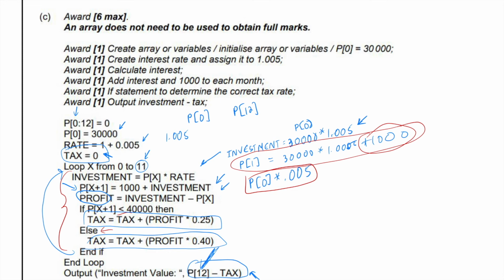I'm not gonna lie, it was not that clear. Exactly what profit is was really not clear, but it is what it is. And we would have 1 point for initializing our variables, another for setting our interest rate, calculating interest, which I believe would have been right here, adding interest to 1,000 each month, an if statement to determine the correct tax rate, and outputting investment minus tax.